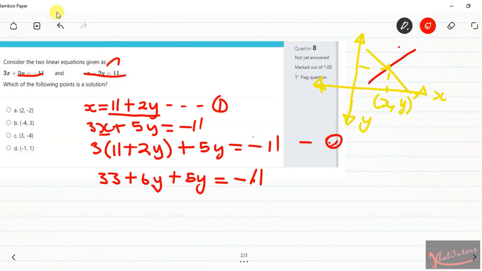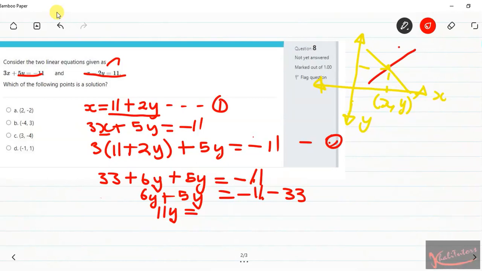So we're going to take this 33 and move it to the other side. Then it will change the sign and become minus 33. So we're going to have minus 11 minus 33. On the other side, we're going to have 6y plus 5y. These are like terms, so we can simply add them. 5 plus 6, you get 11y, which equals minus 33 minus 11.